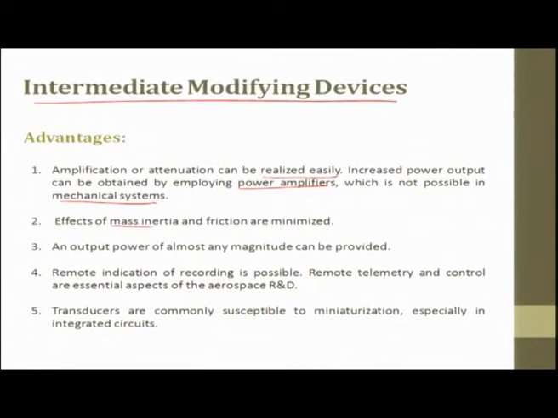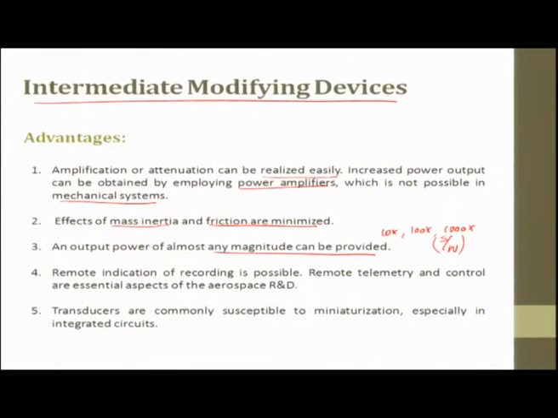The effects of mass inertia and friction are minimized to a large extent in the intermediate modifying devices, and output power of almost any magnitude can be provided. Just by varying the electronic circuit, you can magnify it maybe 10 times, 100 times, maybe even 1000 times very easily. Of course, when you keep amplifying, there is a factor called the signal to noise ratio.